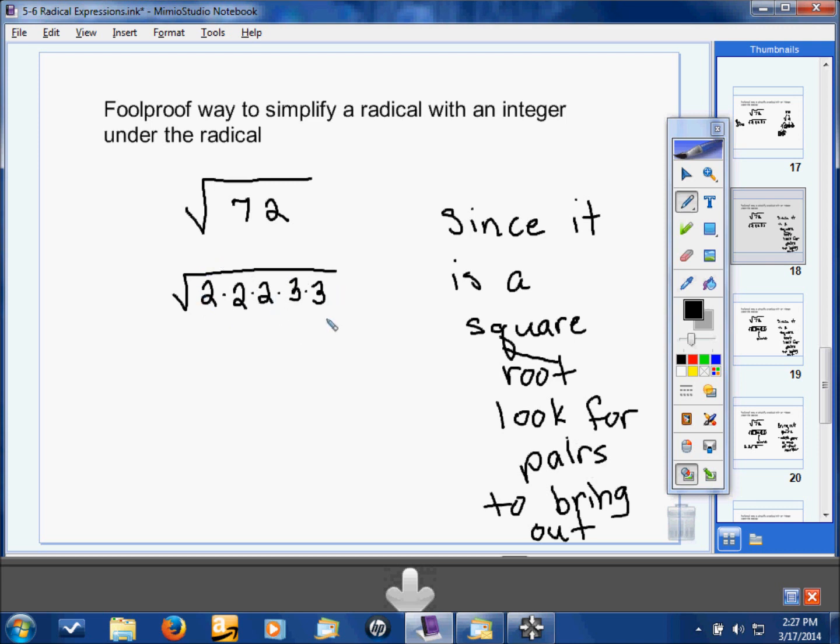So since we're going to look for pairs, we have a pair of 2s, we have a pair of 3s, and the next thing you're going to do is actually circle those so that you can see them. I said it's foolproof. In other words, if you constantly follow this process, you will always get it right. So, here we go. We have two pairs and we have a number that's all by itself. It's alone. Now, the ones that are in pairs get to come out because it's what number times itself. So for every pair, one comes out. And the one that's alone has to stay in.